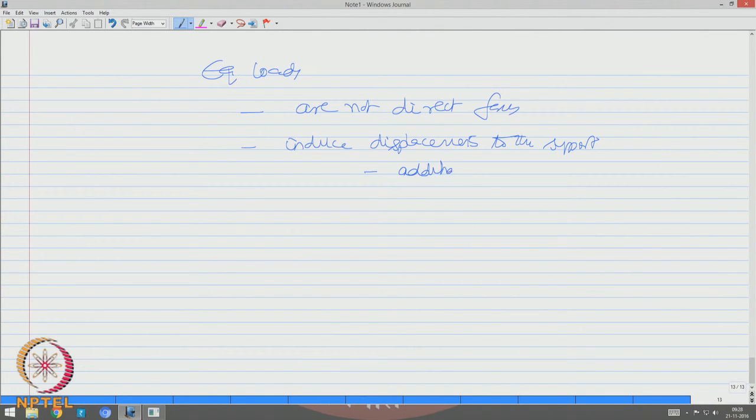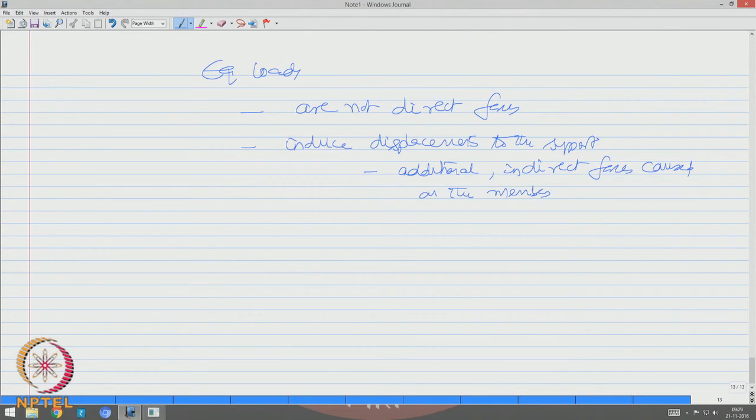So, friends, in this lecture we are able to introduce the earthquake forces. We said that earthquake loads are not direct forces, they induce displacements to the support, and because of this there are additional indirect forces caused on the members.